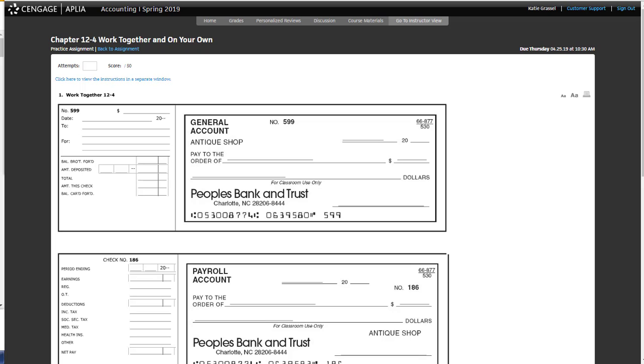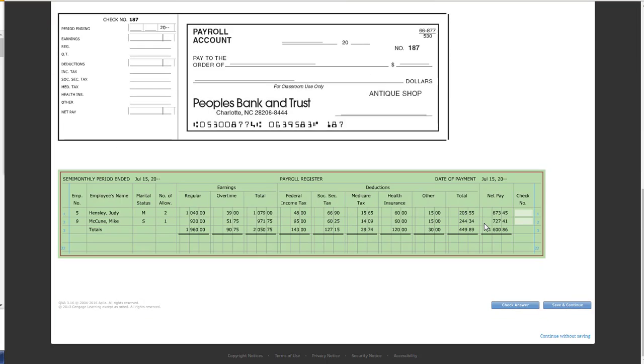The other thing I want you to notice, if you look at this pay stub versus this pay stub, this one looks like what we've done before. This has all of the information pertaining only to paying employees. So our first step when we go through to pay our employees is to write one check to cover all of our payroll. We get that information from our payroll register.